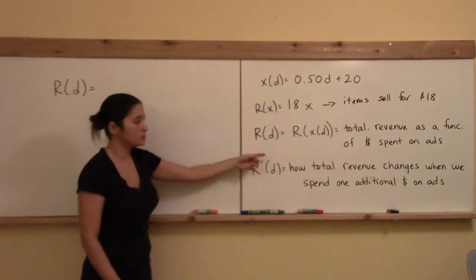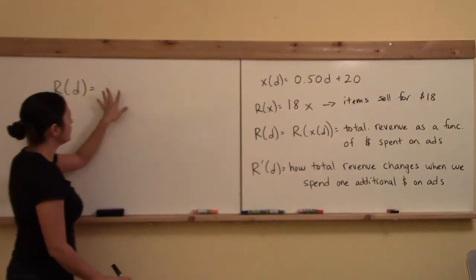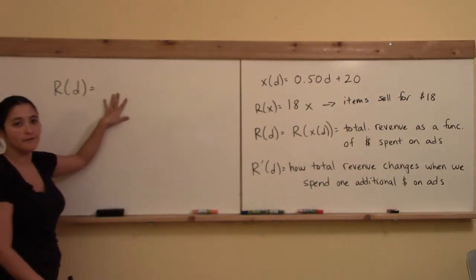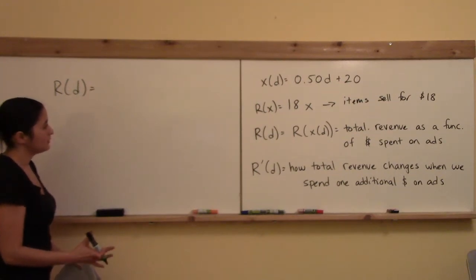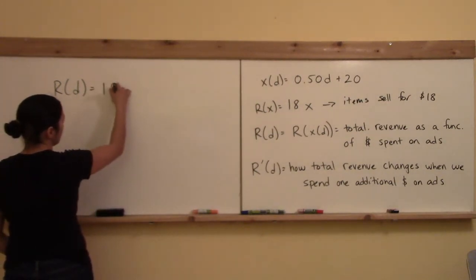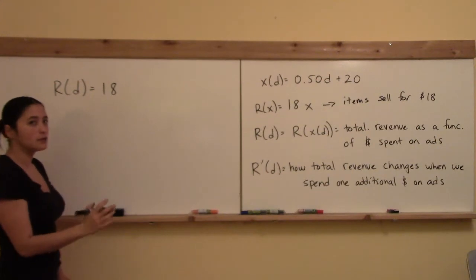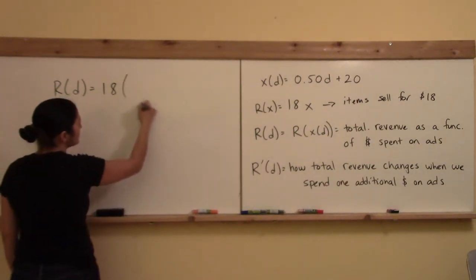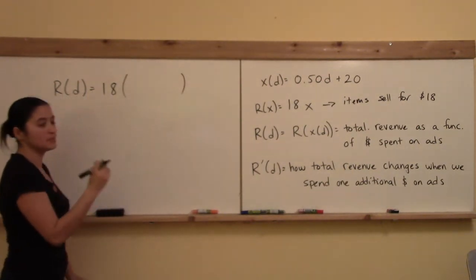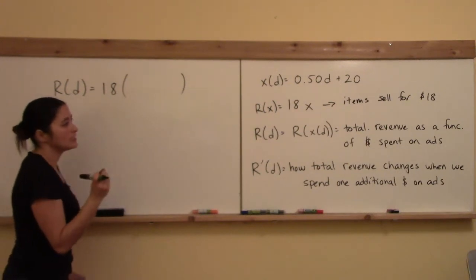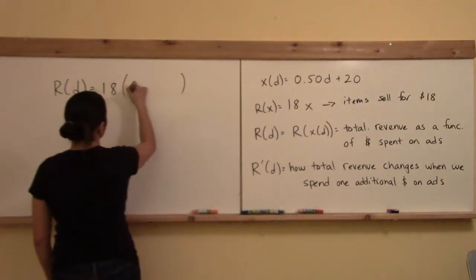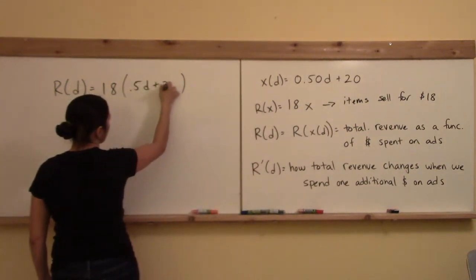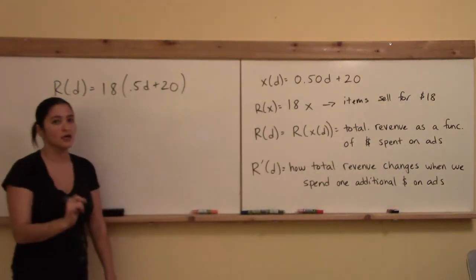Go ahead and compose those in the manner stated and tell me what a simplified version of R is in terms of the input variable D. Okay, so going back to the instructions, I just copy down the outside function. Wherever I see an X, I'll put parentheses, and I'm saving that parentheses. And instead of throwing in the X, I'm going to throw in what the X is. So I'm going to toss in this entire statement right here, and that's the composition.